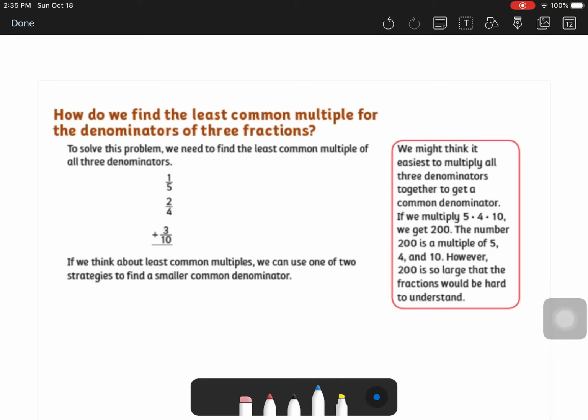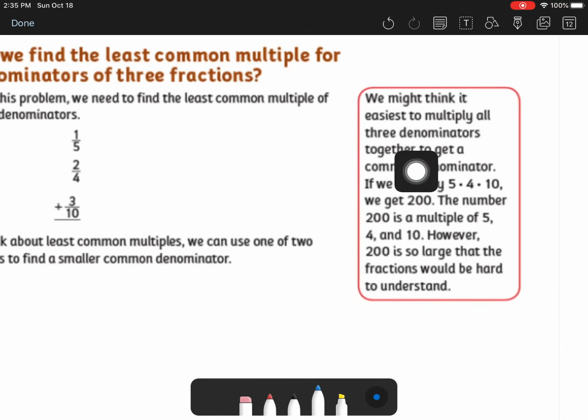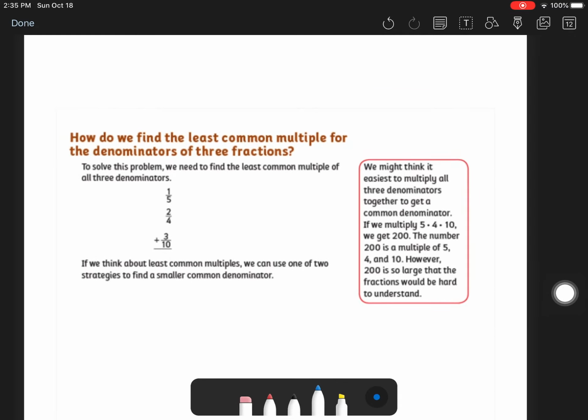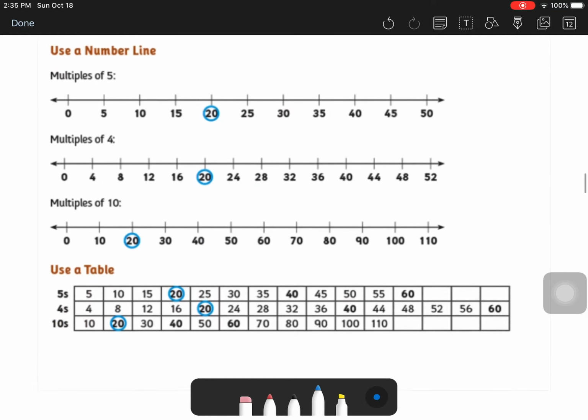How do we find the least common multiple for the denominators of 3 fractions? Okay. Well, we might think it's easiest to just multiply all 3 denominators together, like if we have a 5, a 4, and a 10. But sometimes you get a really big multiple. It is a common multiple, but it's not the least common multiple. So we're going to try finding a smaller common denominator when we do this.